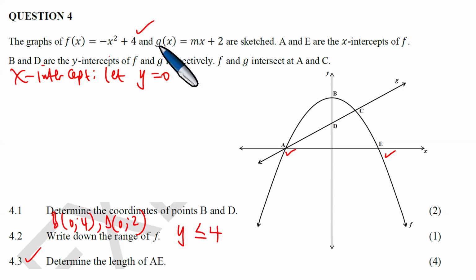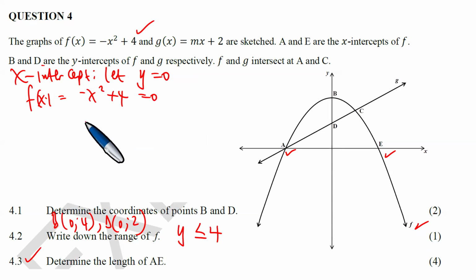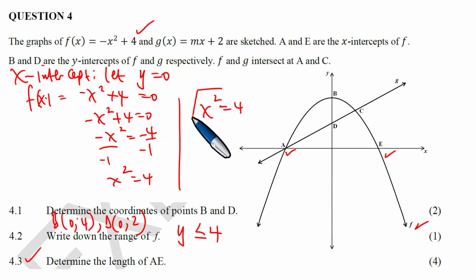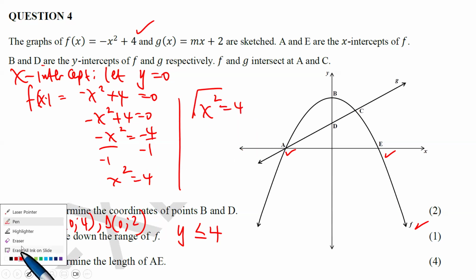You let y be equal to 0 in the graph of f, the parabola. So f of x is equal to minus x squared plus 4, but you let y be equal to 0, which is minus x squared plus 4 equals 0. Then you can write minus x squared equals -4. Then you can divide through by -1, getting x squared equals 4. Then you take the square root on both sides.